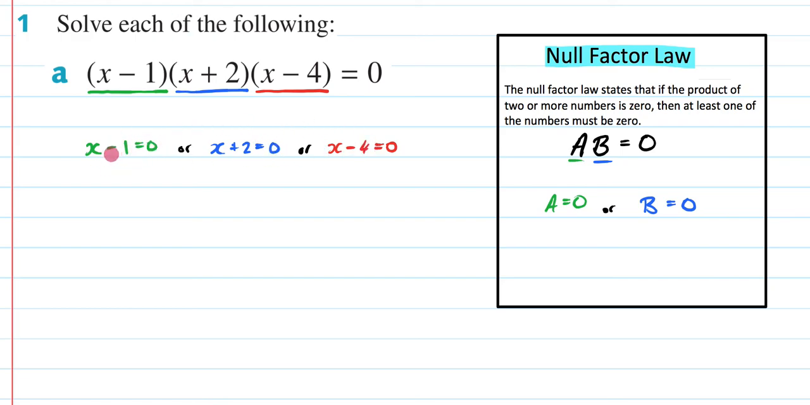So if I was to solve this for x, it's going to be x equals 1. If I was to solve for this one, it's going to be x equals negative 2. And finally, for this one, it's going to be x equals 4. Then once I've finished, I simply say x is going to be equal to 1, negative 2, 4. Hopefully that makes sense of this question, and you found that straightforward.